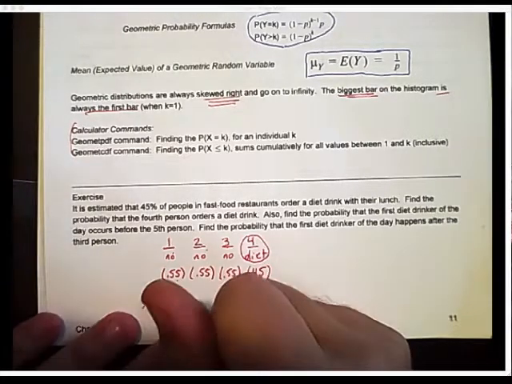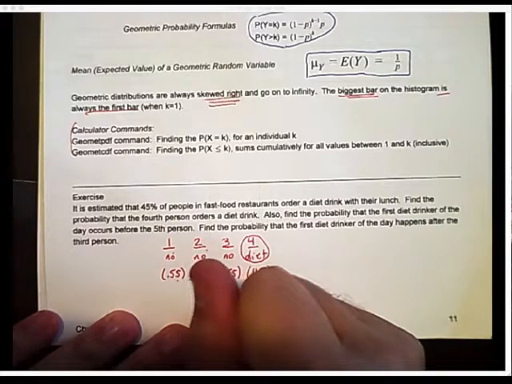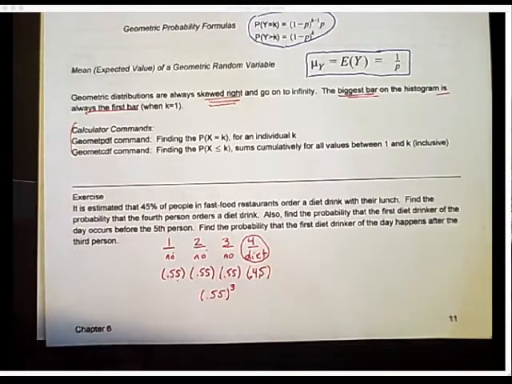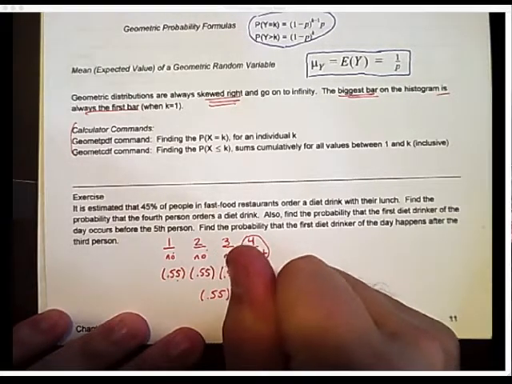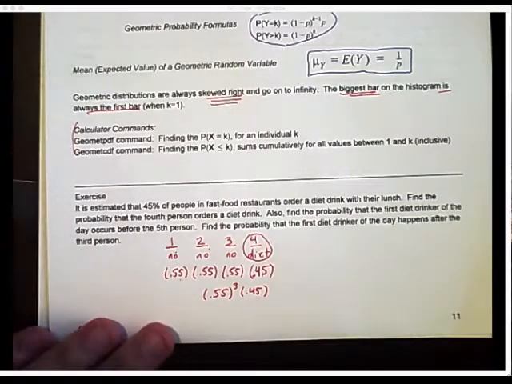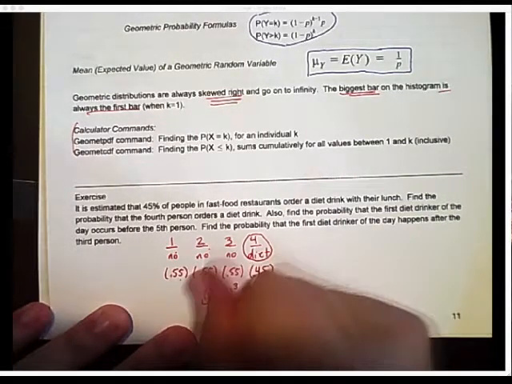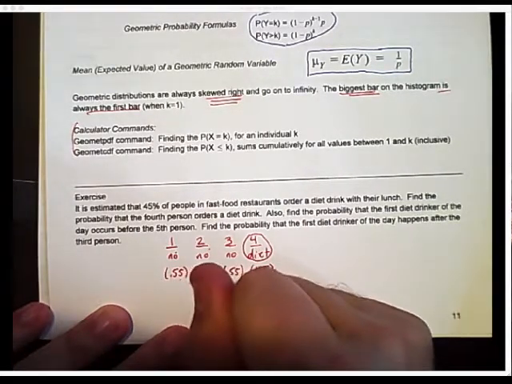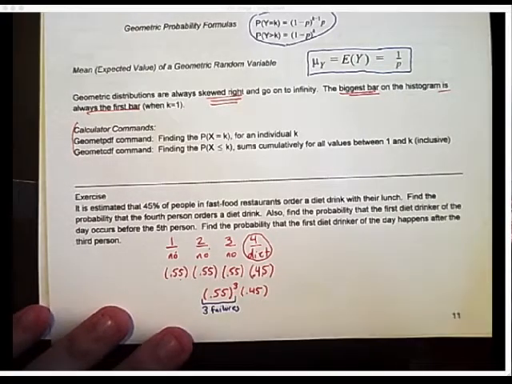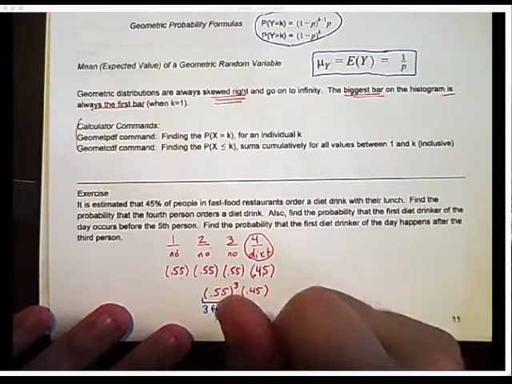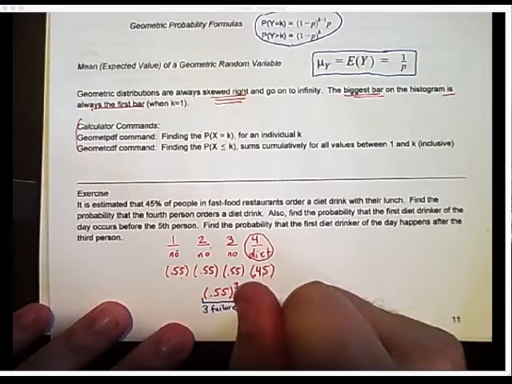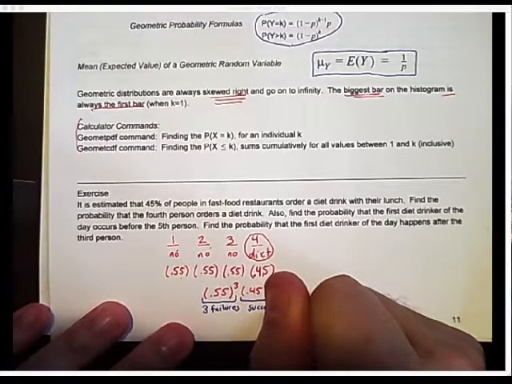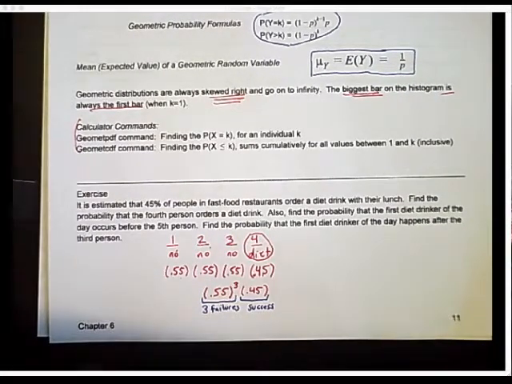So the simpler way to do this is to do 0.55 to the third power times 0.45. So what does this represent? 3 failures. That's the probability of 3 consecutive failures. And then here's your success, because the success happens on the fourth person.